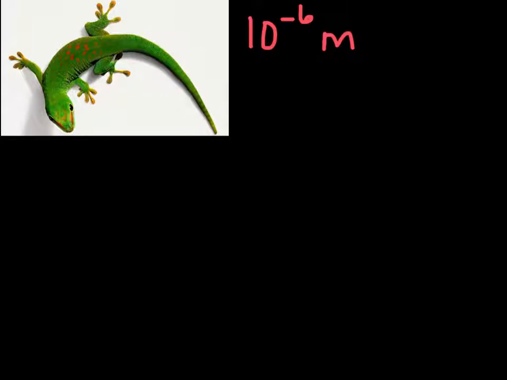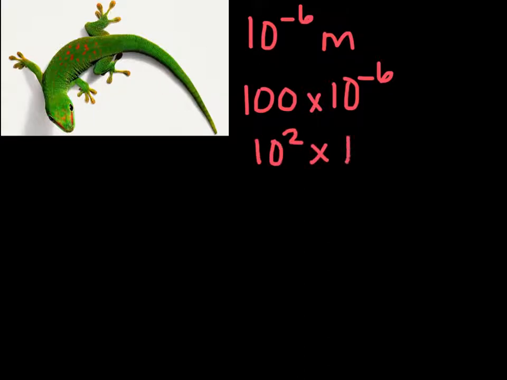To find the length of one hair in meters, we're going to multiply the length of the hair in micrometers by the number of micrometers in 1 meter. Each hair is 100 micrometers long. And we're going to multiply that length by the number of micrometers in 1 meter, which is 10 to the negative 6th. To solve this problem, we need to rewrite 100 as 10 squared so that we're able to work with the exponent. So now we have 10 squared times 10 to the negative 6th.